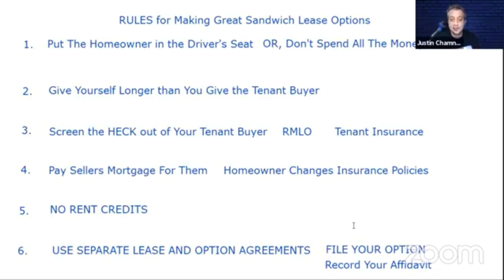That's the same reason why you pay the seller's mortgage, from rule number four. You want to relieve your risks here. And this relieves a lot of risk for you. And it gives the buyer's attorney a heart attack. Yeah, because you'll have to release it at the end. Yeah. So, guys, that's the six major rules there.